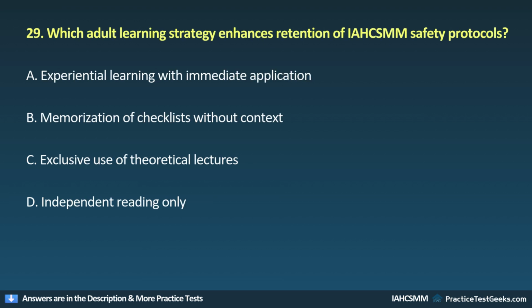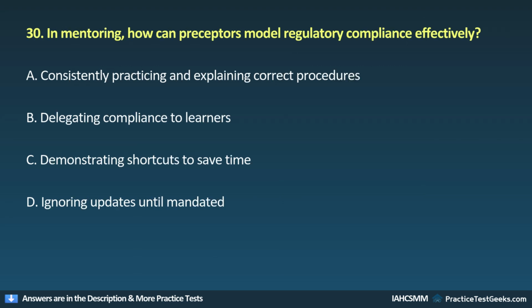29. Which adult learning strategy enhances retention of IAHCSMM safety protocols? A. Experiential learning with immediate application. B. Memorization of checklists without context. C. Exclusive use of theoretical lectures. D. Independent reading only.